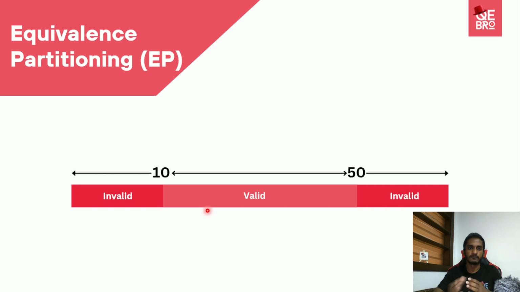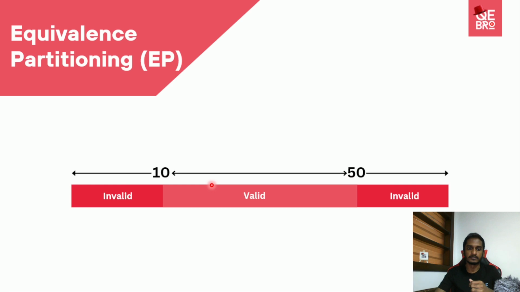That means if you pick multiple values from the valid partition, in this particular example 20, 30, 40, we assume that all these values will behave in the same way. So in that case, we will not test all the values between 10 to 50. Instead, we pick some random values from this partition and test. That's why we pick one or two values from each partition only and not all the values.